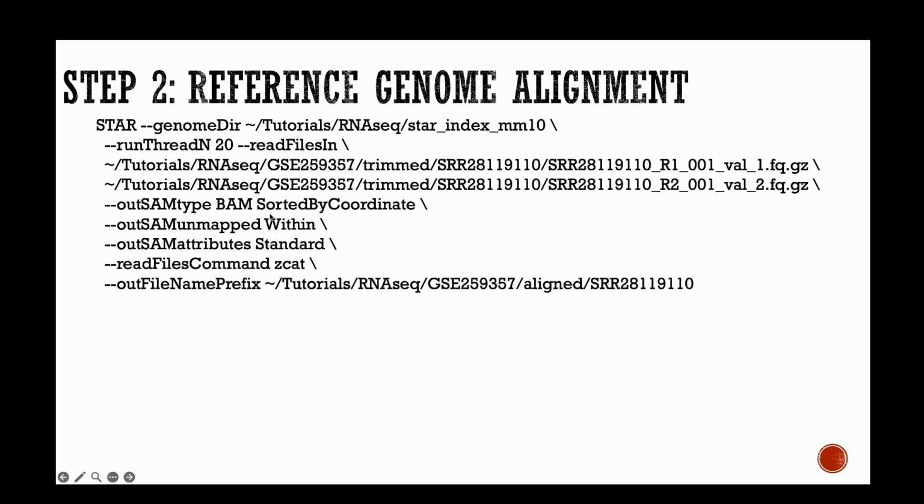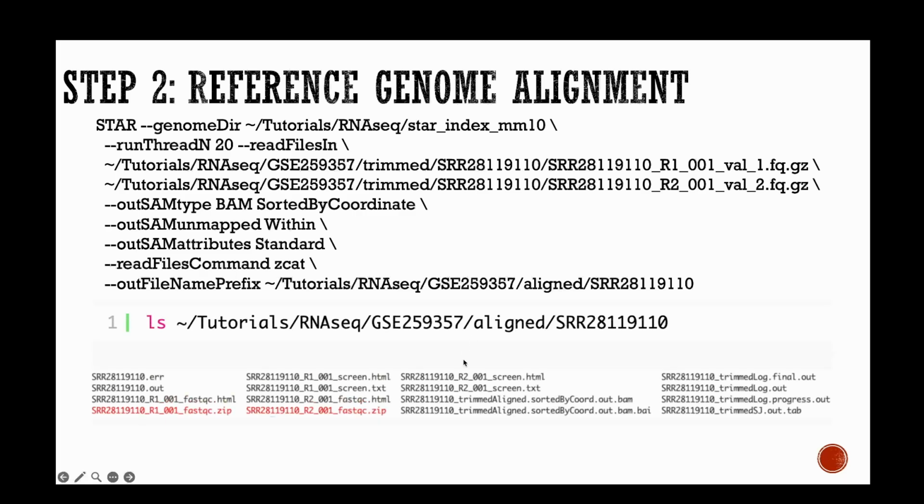We want the output file to be in the BAM format and to be sorted at the same time. We want the unmapped reads included in the BAM file, and we want the output to be standard out. And our input is compressed, so we use zcat. And lastly, name your output BAM file. So this is how it looks in the folder. This BAM file is the one we want for quantification.